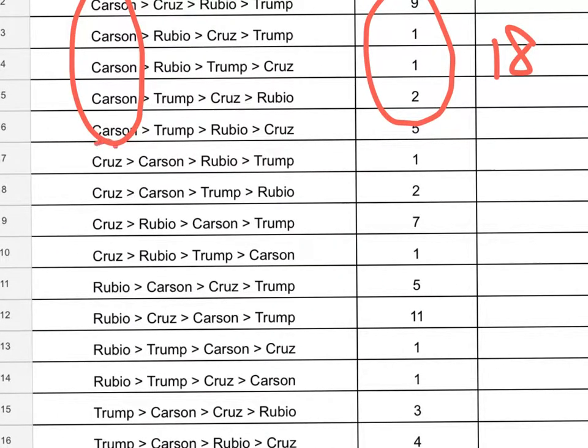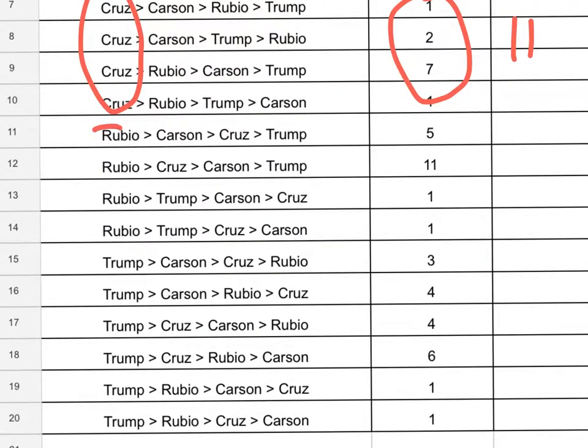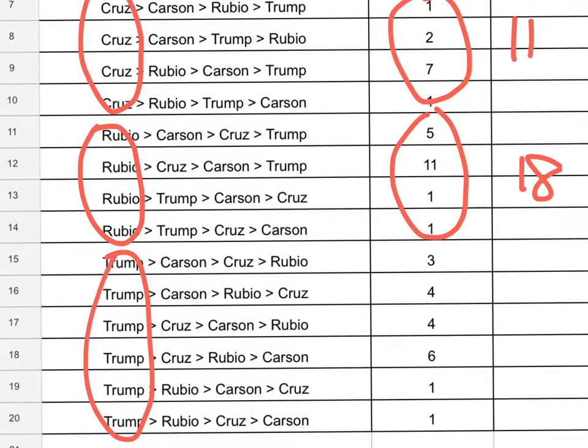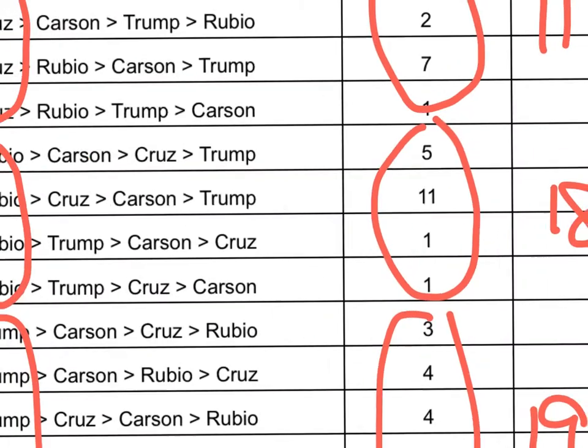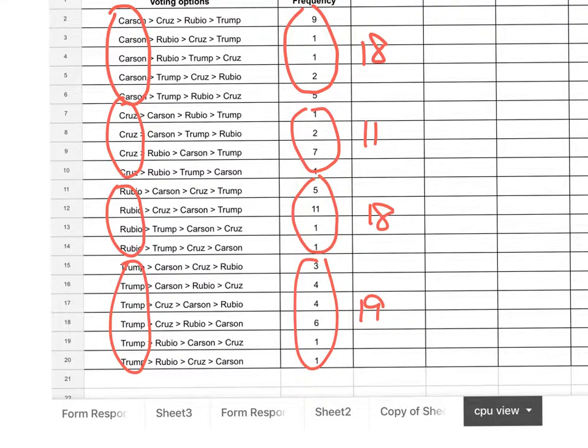I look at Cruz. To start with, Cruz has 11. Continue on. Rubio has 18 as well. And then Trump originally has 19. Now, if we look at these, the issue with this, again, if we're going for a majority, is nobody has a majority. There's a total of 66 voters, so we need to at least have 33.